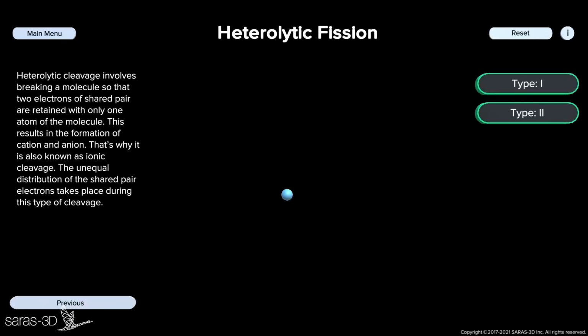Now let's take a look at heterolytic fission. Heterolytic cleavage basically involves breaking of a molecule so that the two electrons that exist in a covalent bond are retained with only one atom of the molecule. This in turn leads to the formation of a cation and an anion. A cation is the one that is deficient in electrons, and the anion is the one that is rich in electrons. That is why a cation acquires a positive charge, whereas an anion acquires a negative charge. The unequal distribution of the shared pair of electrons takes place during this type of cleavage.